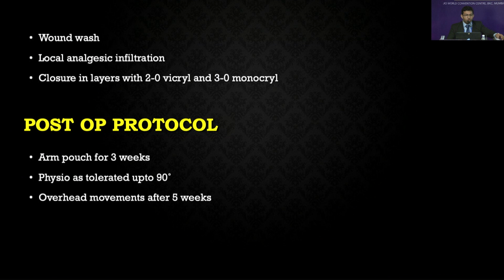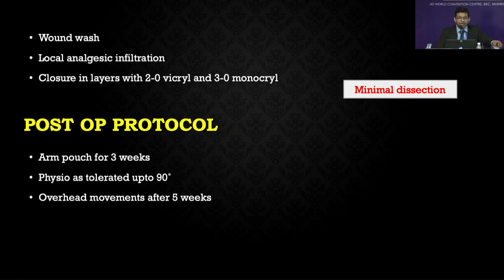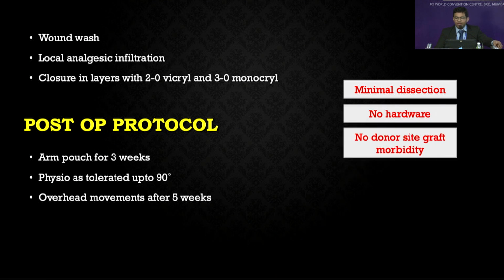After a satisfactory job, we give a wound wash and a local analgesic infiltration for post-op pain relief. The post-op protocol is we protect the patient in an arm pouch for about 3 weeks, then we start physiotherapy, and overhead movements are allowed after 5 weeks. With this technique, we achieve minimal dissection, no hardware, and thus no donor site graft morbidity.